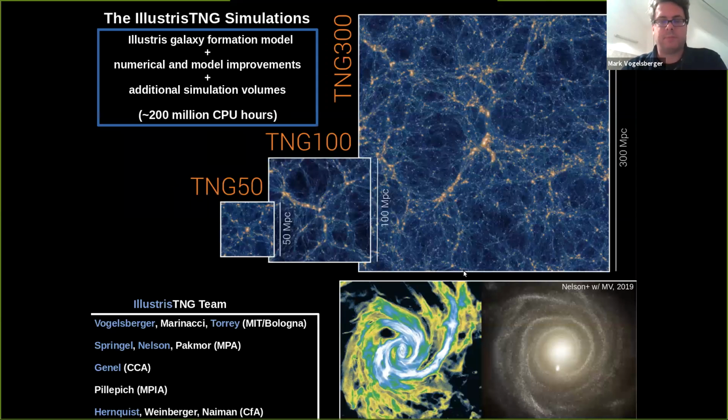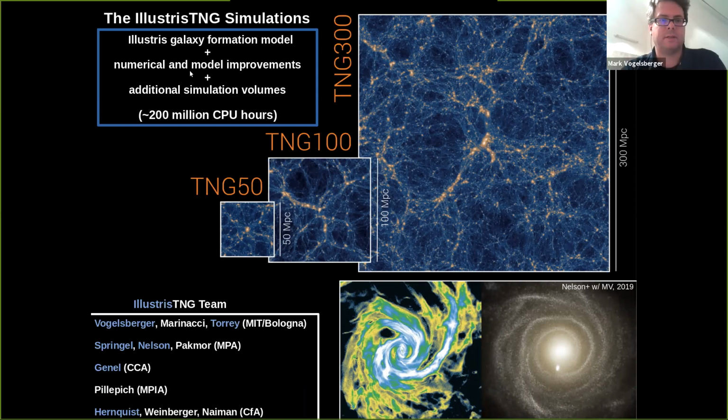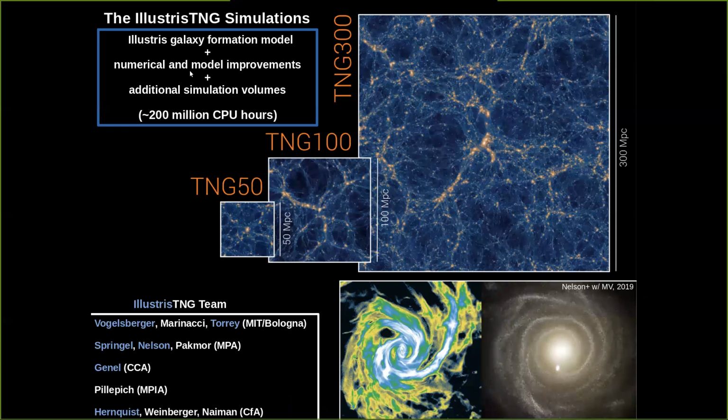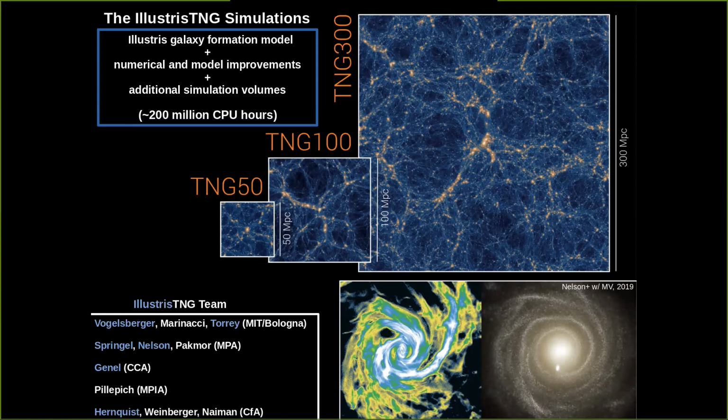Now, going a couple of years forward to 2018-19, we have this new set of simulations, Illustris TNG, which is the follow-up of Illustris. I don't want to talk too much about the details here because I guess many of you have already heard some talks about this. The idea is that TNG has more or less a similar galaxy formation model as Illustris itself, but there were some significant model improvements, especially for the treatment of AGNs and other things, that led to a better performance of the model in terms of agreement with observational data.